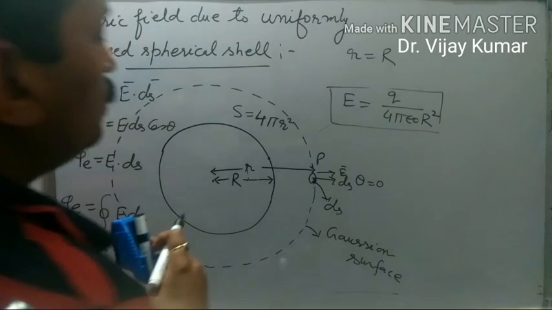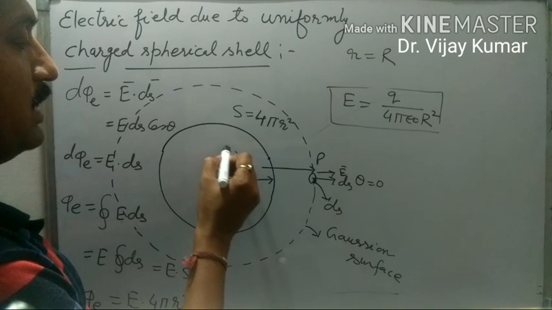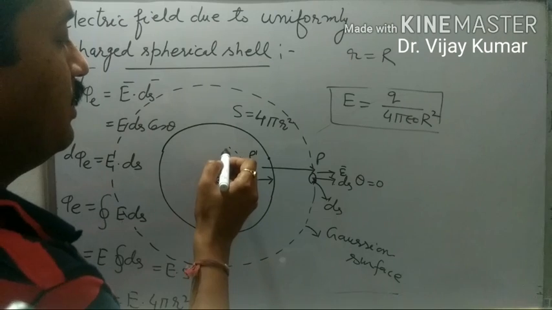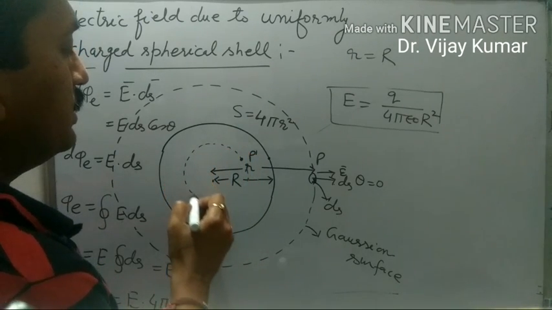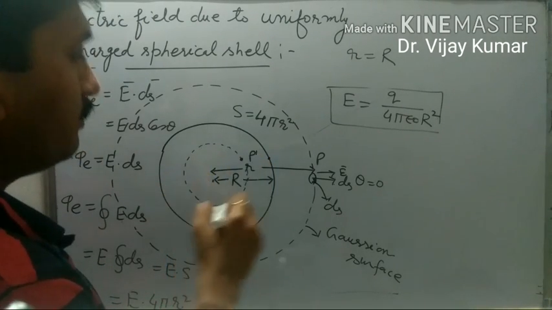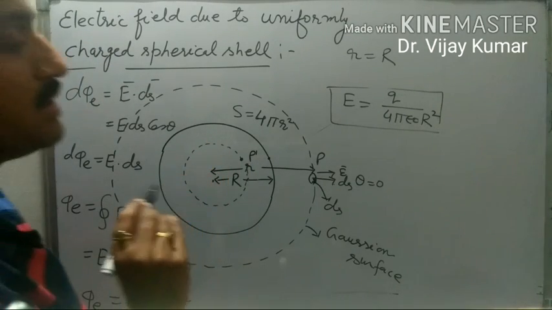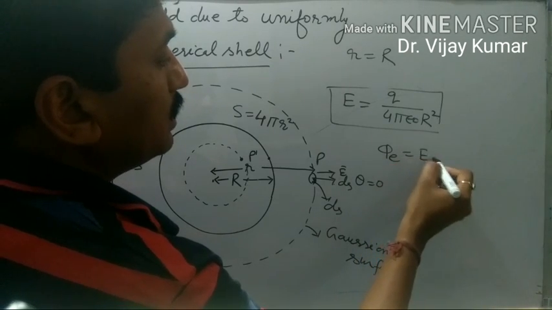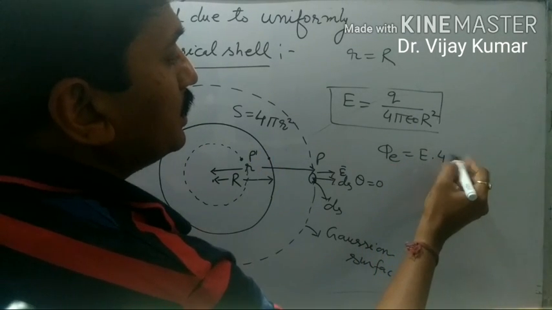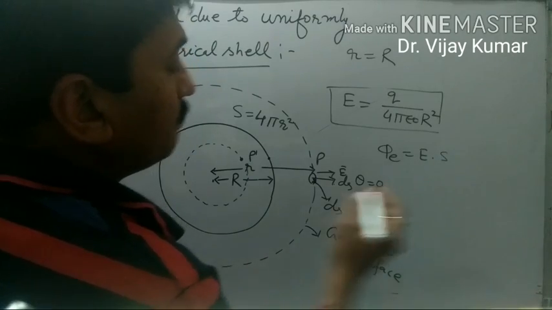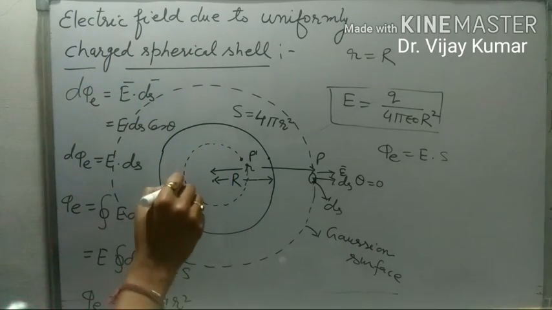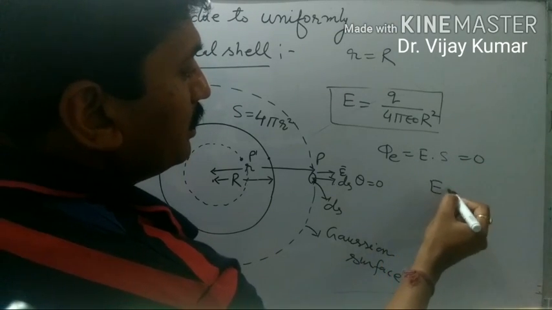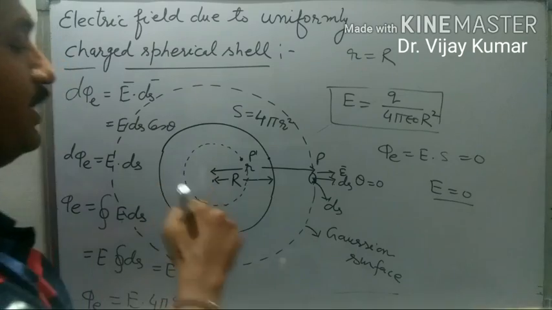Now if we want to determine the electric field inside the spherical shell, suppose this is a point P dash at which we want to determine the electric field. Again we consider a Gaussian surface passing through P dash, and the flux passing through this Gaussian surface would be E into S, but due to the non-availability of charge inside that surface, it is equal to 0, and the electric field is 0 inside the spherical shell.